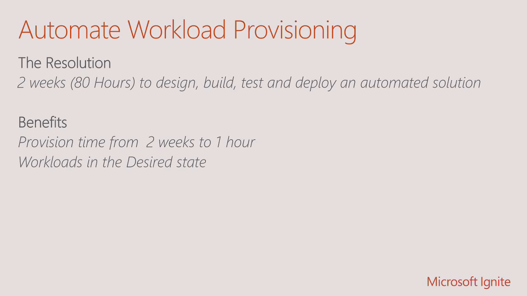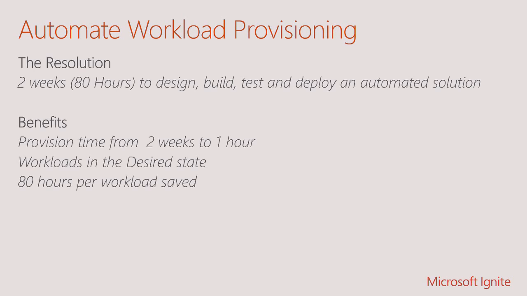The workloads were in the desired state. They had version 2.0 everywhere. So DSC was what they needed for that. They got that predictable outcome that we were talking about. They were saving 80 hours per workload.